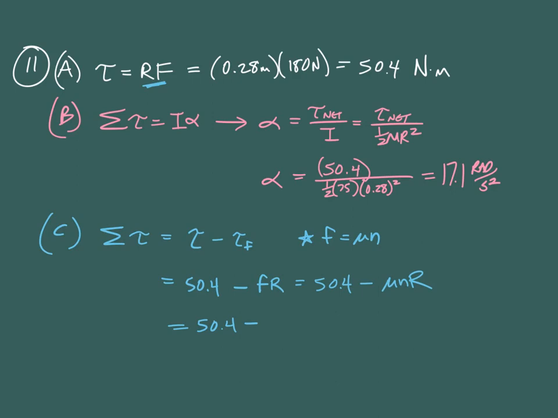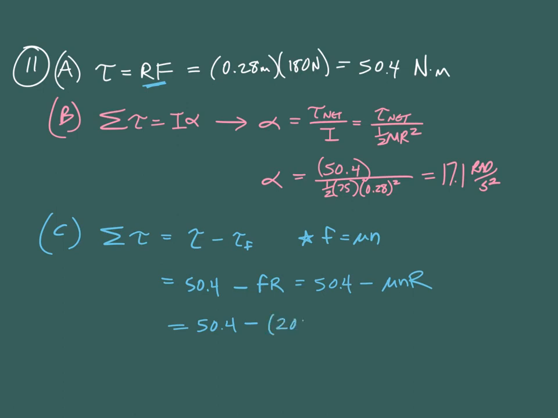Just lost track of where I was at on my notes. 0.015 is the radius, and the coefficient. Oh, we were given friction, weren't we? Yeah, it's 20 newtons of friction, sorry. So I don't even need to bother with this mu and r.